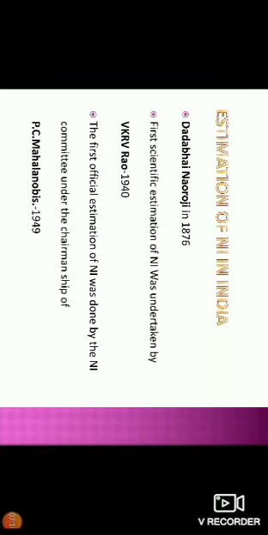Before moving to the methods, we have to know in which year India started the estimation of national income. And here we can see there are three important economists to name. First one is Dadabhai Navroji, second one is V.K.R.V. Rao, and third one is P.C. Mahalanobis. These are the three important names related to the estimation of national income in our economy in the early periods.